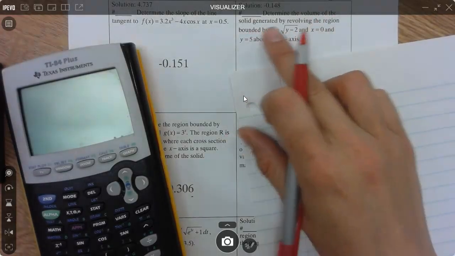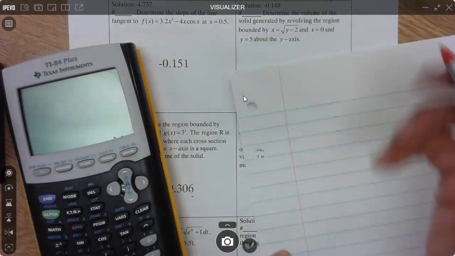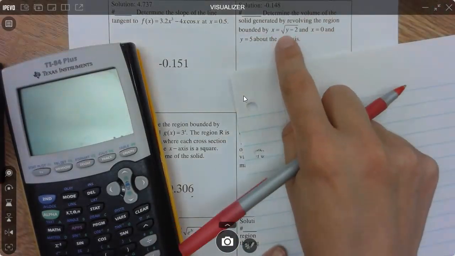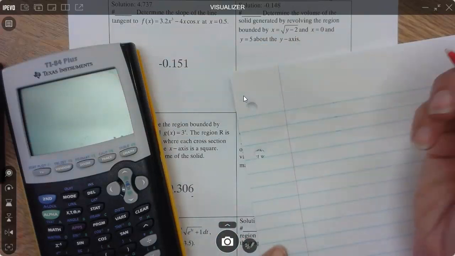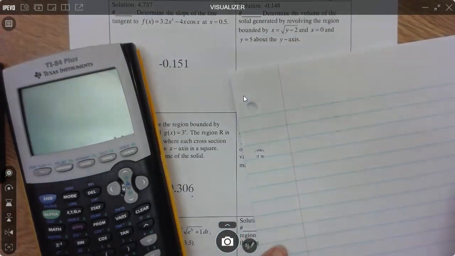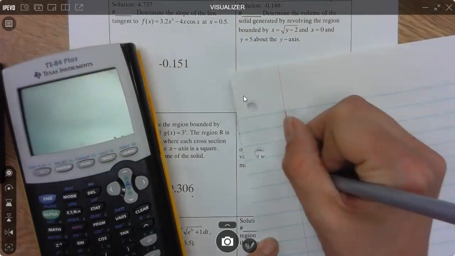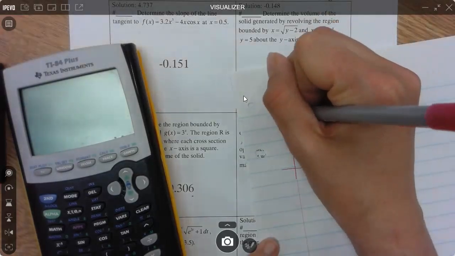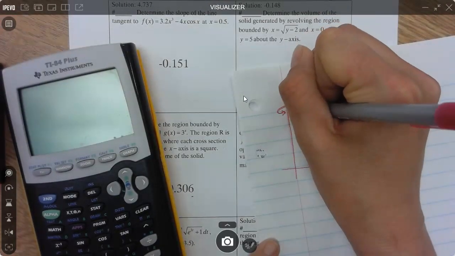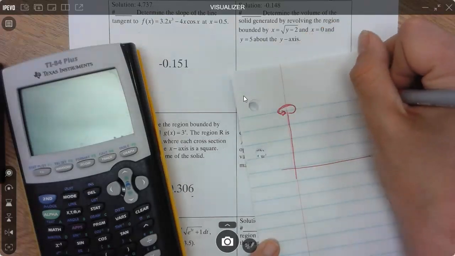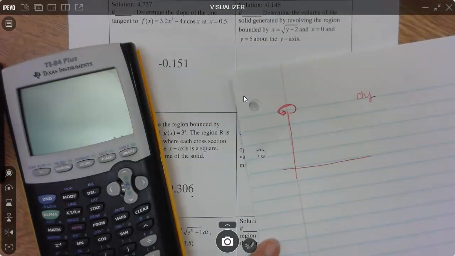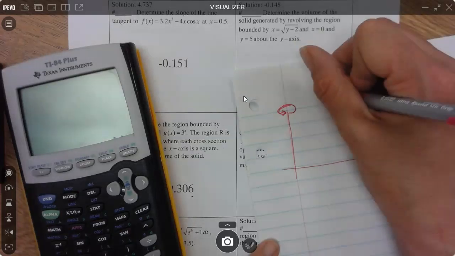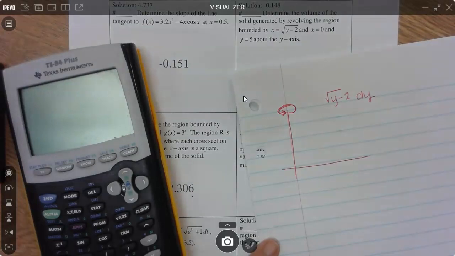So determine the volume of the solid generated by revolving the region bounded by x equals square root of y minus 2, where x equals 0 and y equals 5, about the y-axis. So first thing I'm doing is drawing myself kind of like my picture. It's being rotated about the y-axis, which means we are integrating with respect to dy. So that's also in part why the equation is given to you in terms of dy. So we are integrating y minus 2 dy.